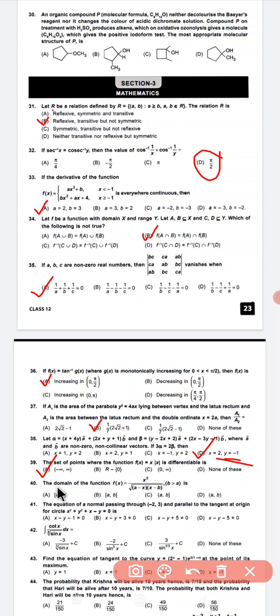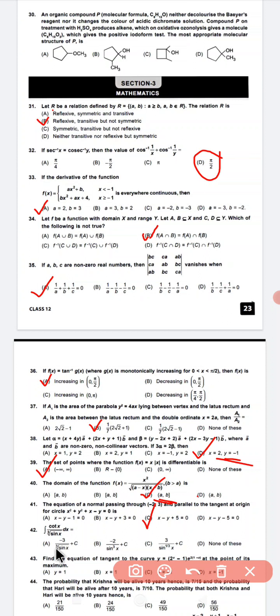In case of 40, the domain of the function f(x) equals x square by root over a by x minus b, the correct answer option for question number 40 is option C. Okay. After that, question 41. The equation of a normal passing through (-2, 3) and parallel to the tangent at the origin for the circle x square plus y square plus x minus y equal to 0 is. The correct answer option is C.